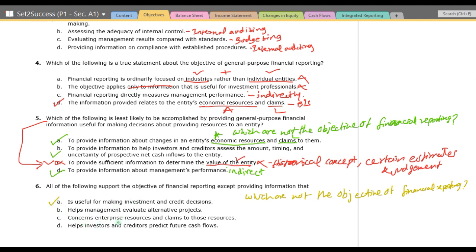Concerns enterprise resources and claims to those resources. Enterprise resources are your assets and claims to them are your liabilities. So this is one of the objectives of financial reporting, that it concerns enterprise resources and claims to those resources. Help investors and creditors predict future cash flows. This is one of the objectives of financial reporting, that it helps investors and creditors predict future cash flows.